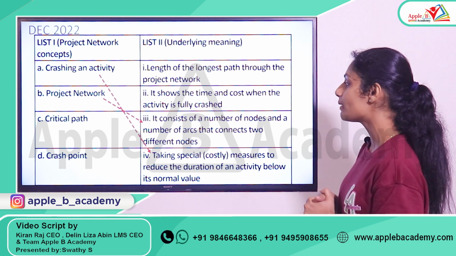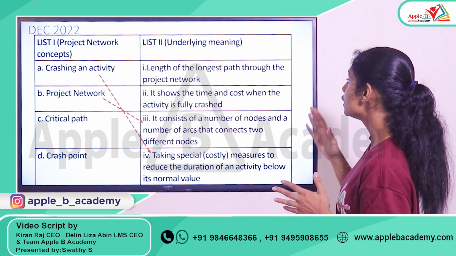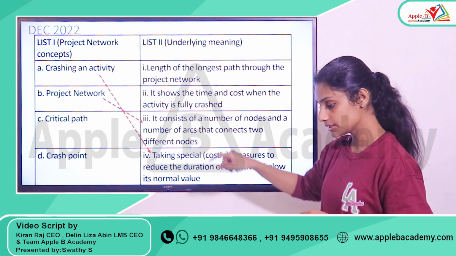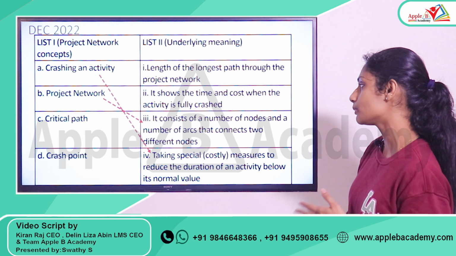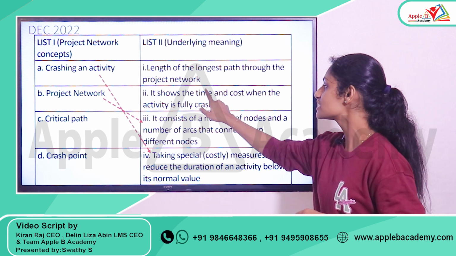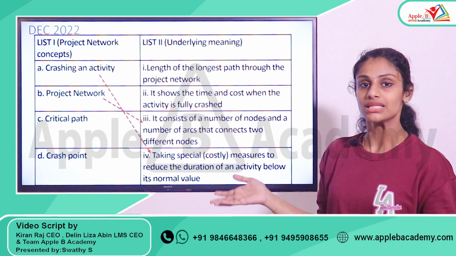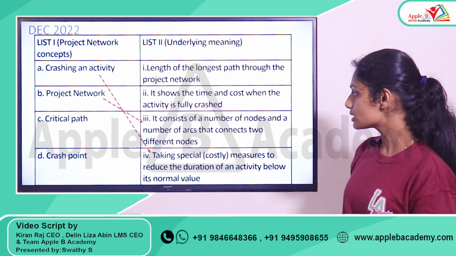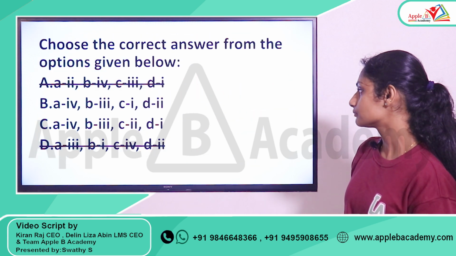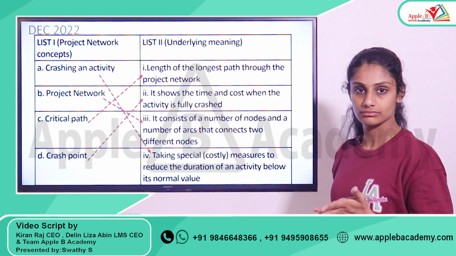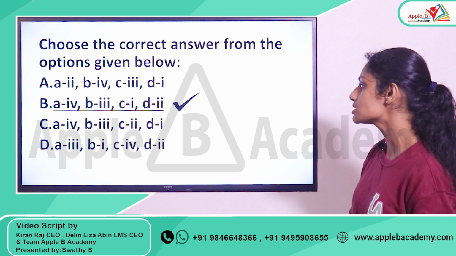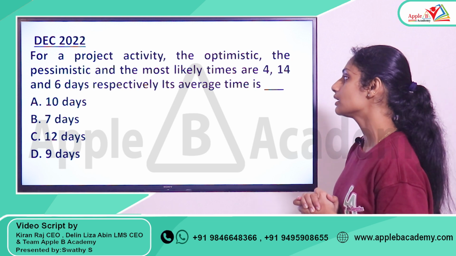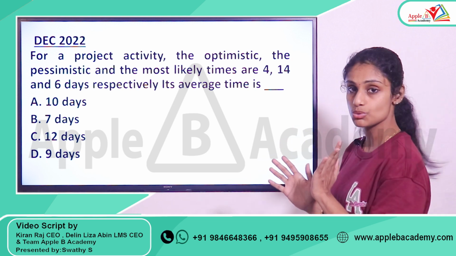And what about a critical path? C: length of the longest path through the project network. Critical path means it's about the longest path, right? So you can go for C1 also. And what about D, crash point? It shows the time and cost when the activity is fully crashed. That means if you're able to do this crashing activity, then it shows the time and cost related to crashing an activity. So it's C1 and D2, which is option B. The correct answer for this question is option B. Moving to another question, this is actually a numerical problem from the area of network analysis.